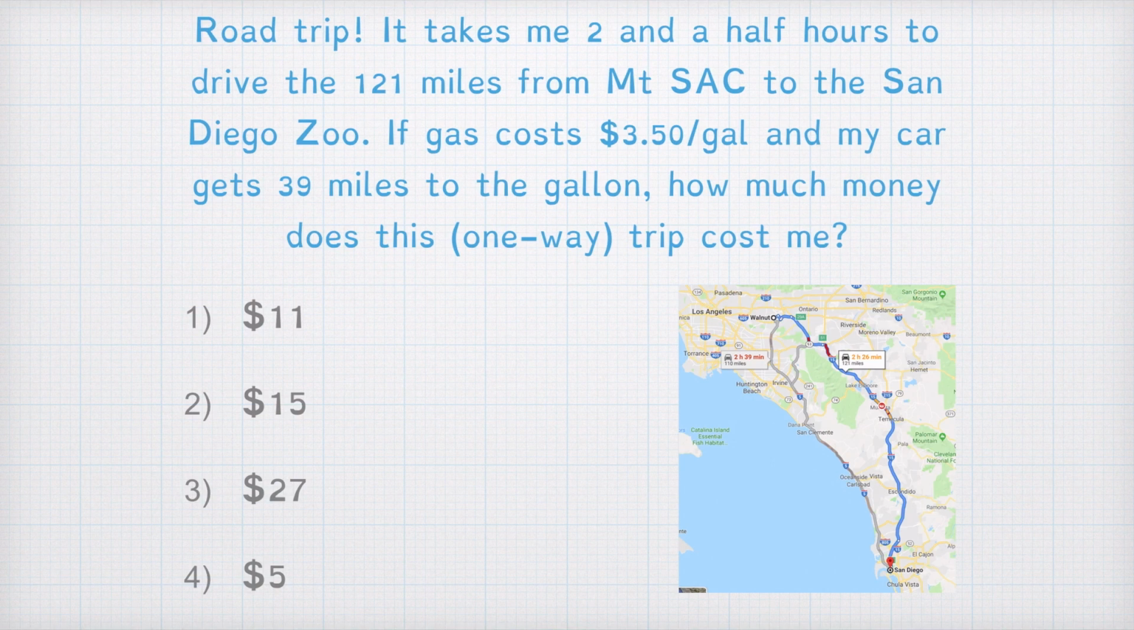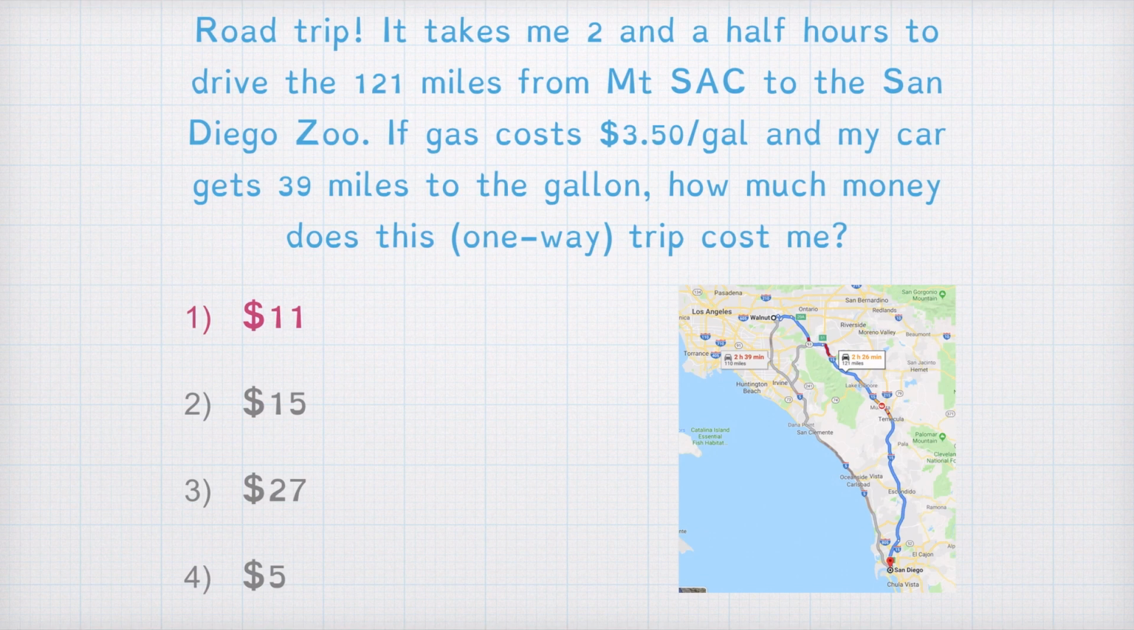Okay, imagine taking a road trip, right? So if it takes about 2.5 hours to drive from Mount Sac to San Diego Zoo, if gas costs $3.50 per gallon, and my car, for example, gets 39 miles to the gallon, the question is how much money does it cost in gas to take that one-way trip? You should get an answer of $11.